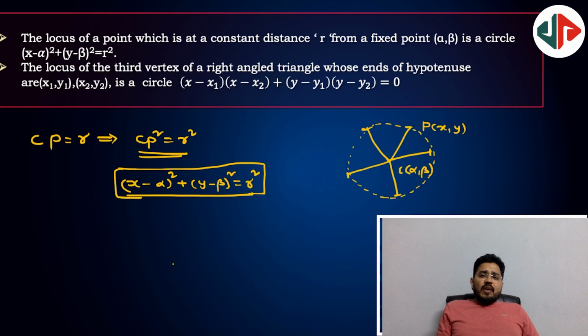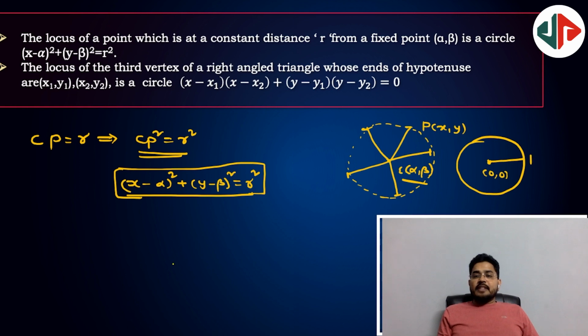Okay. Now here, instead of (alpha, beta), if you have the origin, the set of points which are R units away from the origin, say (0, 0), and this point is P(x, y). So OP is equal to R units. The locus is going to be x square plus y square is equal to R square.